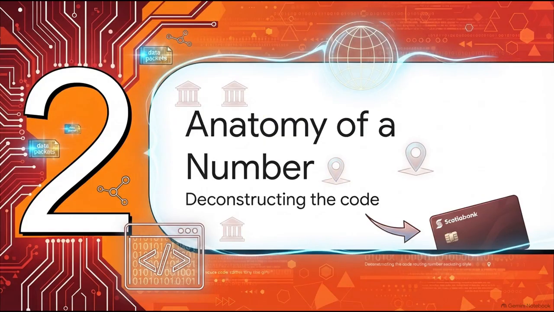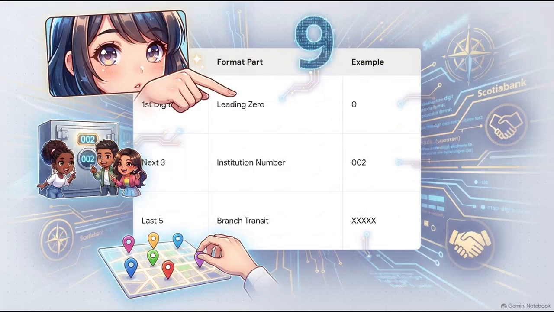Section 2. Anatomy of a routing number. Now, what's really interesting about this slide is how simple this code is once you break it down. I love this part, because once you know the formula you're looking for, it's instantly recognizable. The continuous 9-digit electronic format is built super logically. It always starts with a leading 0. Right after that, the next 3 digits are the institution number. For Scotiabank, this is literally always 002. And finally, the last 5 digits represent your specific branch transit number. So it's a 0, then 002, followed by your unique 5-digit branch code.